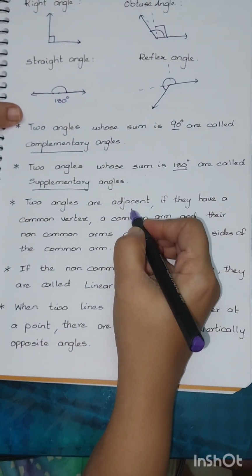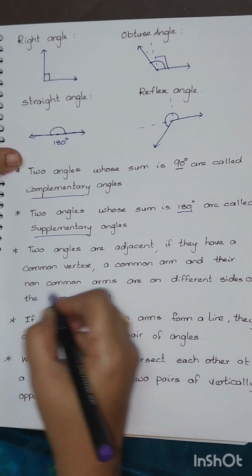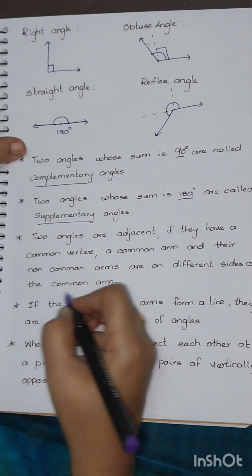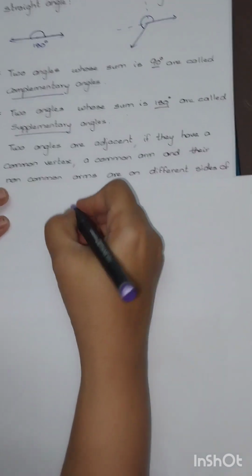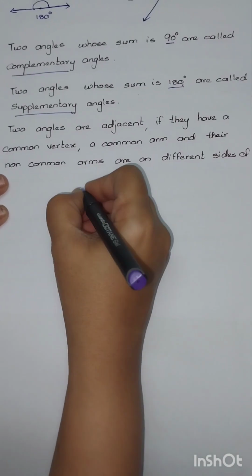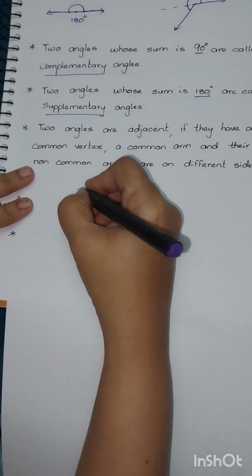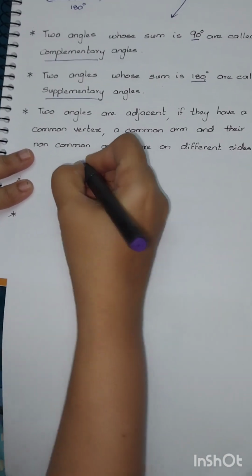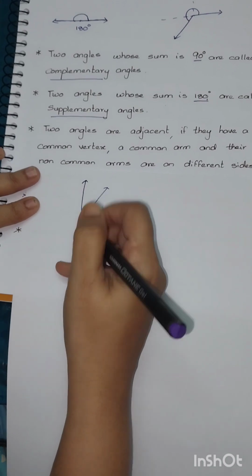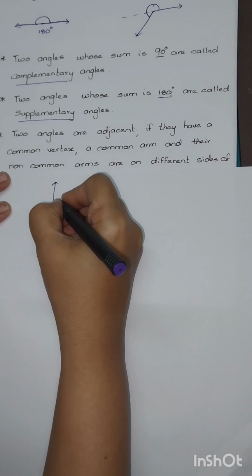Two angles are adjacent if they have a common vertex, a common arm, and their non-common arms are on different sides of the common arm. So what does this mean? Two angles are called adjacent. See, let us see two angles. I'll draw one angle. This is an angle formed by two rays, right? Now, this is one. Now, let us see another angle. There is one more angle formed by this. Okay. Now, this is the common arm. See, this angle is 2.